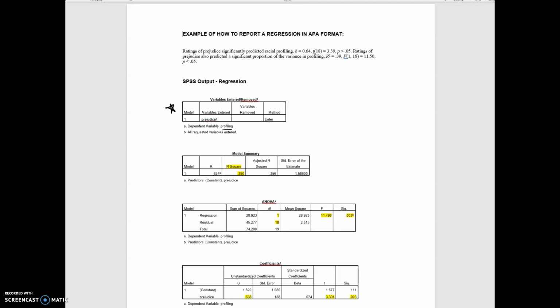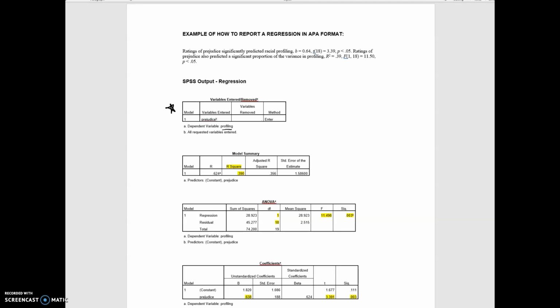Now with regression, you can have more than one predictor. This is the simplest form where you have one predictor and one criterion. So again, the predictor is prejudice, and the dependent variable is profiling. So what the researchers are trying to figure out is if we know how prejudiced someone is, can we use that information to predict whether or not they were likely to engage in racial profiling?